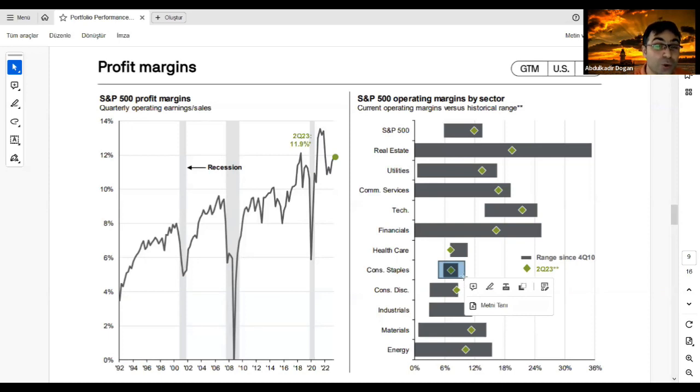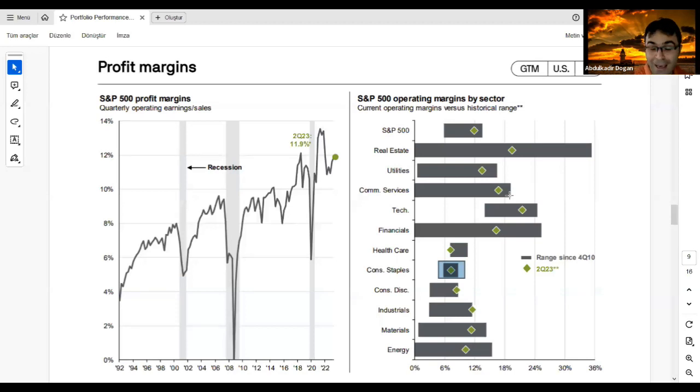But in utilities or communication services today, because people are using more different types of products in technology, communication services has a huge volatility as well, and their profit margin today is around 18%. This is a huge number as well.